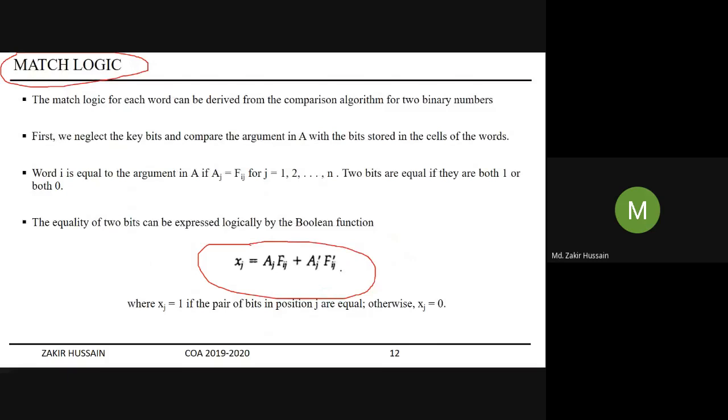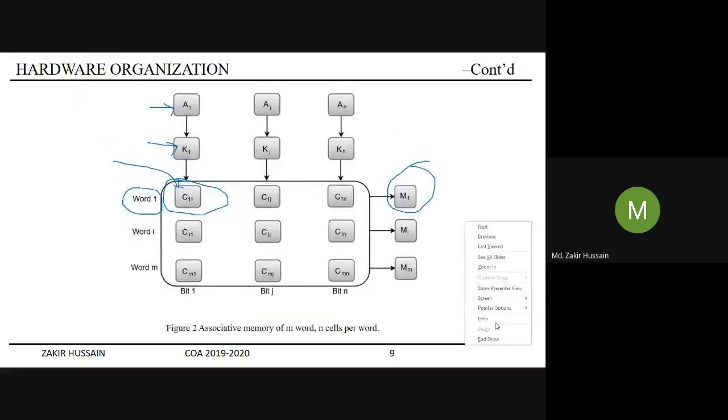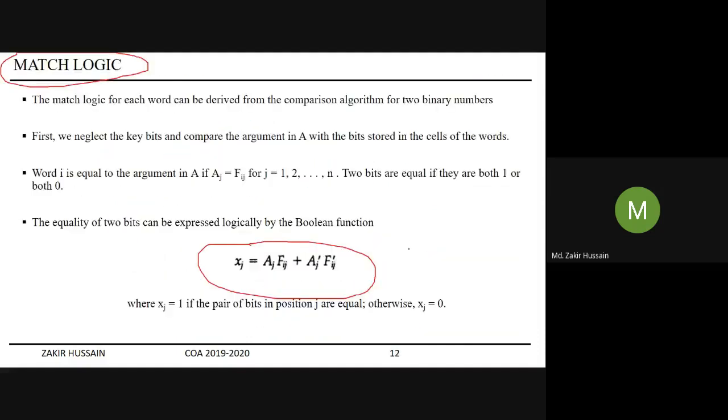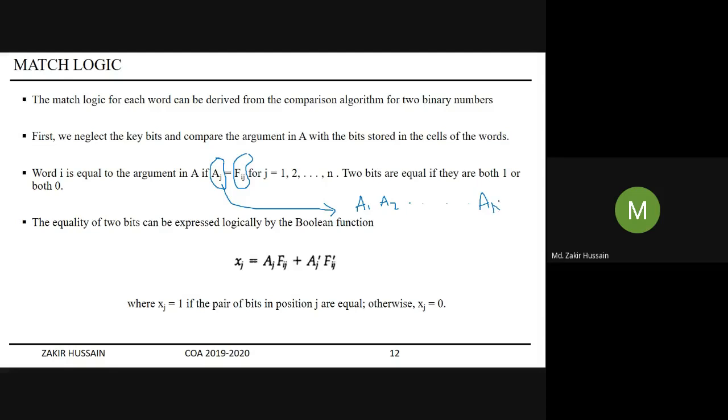Now, about this we have seen yesterday. Let me clear everything. This match logic we have seen yesterday. What did we say yesterday? If this is equal to this one, what does the argument register have? A1, A2, like that. How many bits in total? N bits are there. That is what J is. J corresponds to, here, total N: 1, 2, until N.